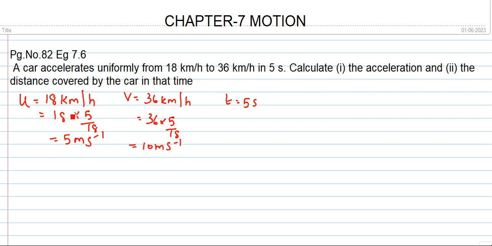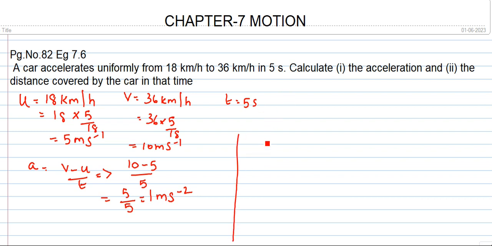So we have v, u, v and t. What we have to find out is acceleration. Again the same formula, v minus u by t, which is 10 minus 5 by 5, which is 5 by 5, 1 meter per second square. So this is our acceleration.